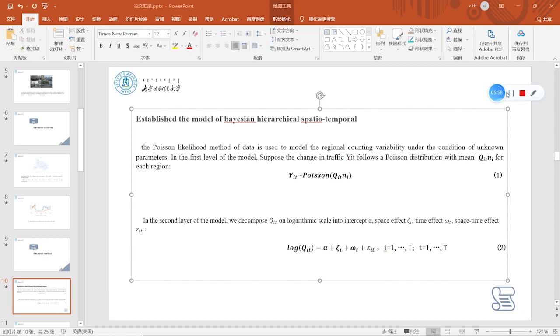Y_it is the travel volume of region i at time t. N_i is the number of permanent residents of region i. q_it is the travel intensity for region i at time t. The travel intensity is equal to the ratio of the number of trips to the number of permanent residents.